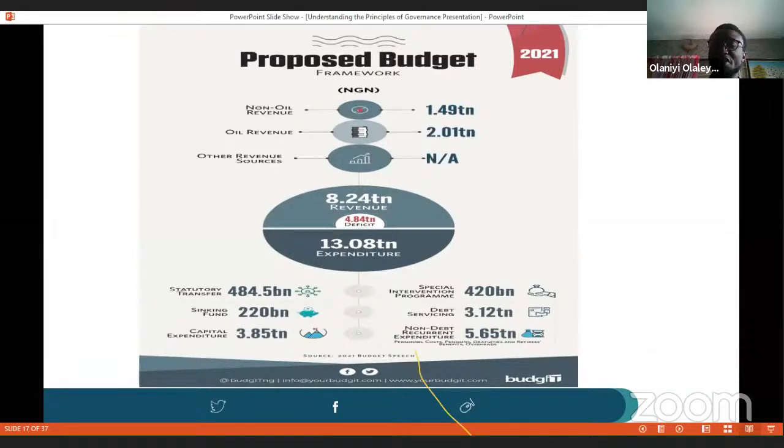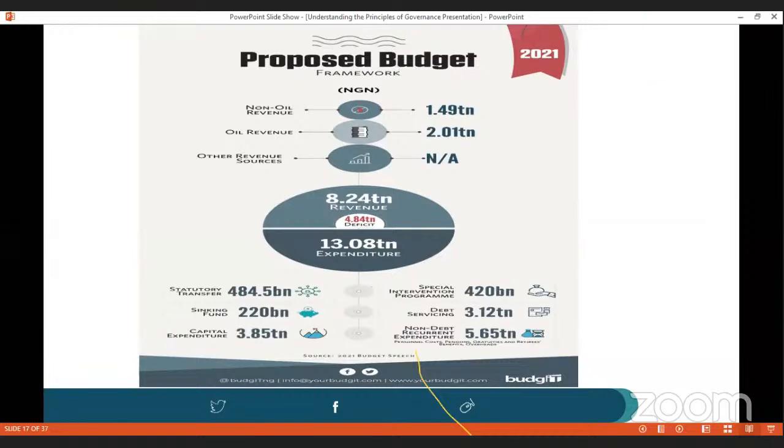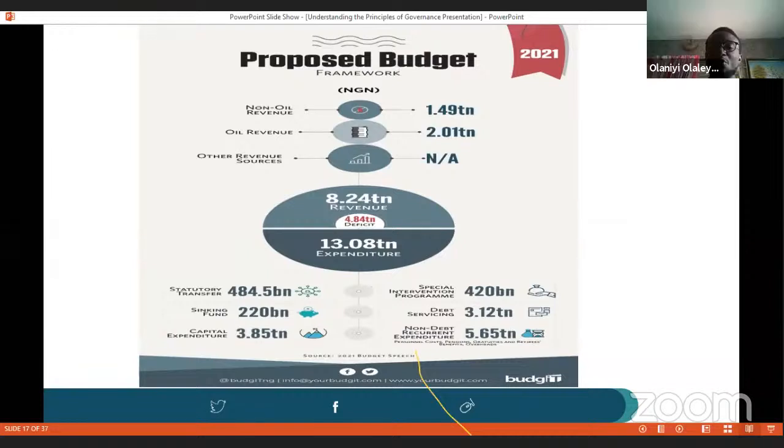The revenue is saying 8 trillion. 1 trillion will be gotten from non-oil, which is taxes. The oil revenue that accounts for over 60% of Nigerian revenue, they are getting 2 trillion from it. So if you add the two together, the two is just 3.49 trillion, about 3.5 trillion. The two major sources of revenue. The other sources are not available. If you say you want to get 8 trillion from revenue, and all the money you could get from these two sources is just 3.5.